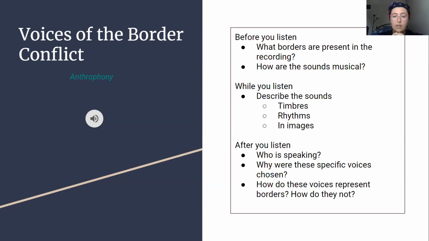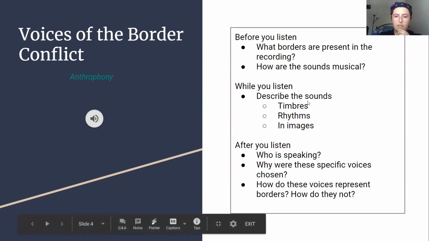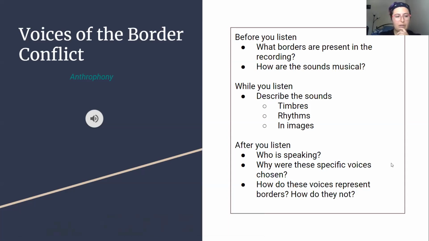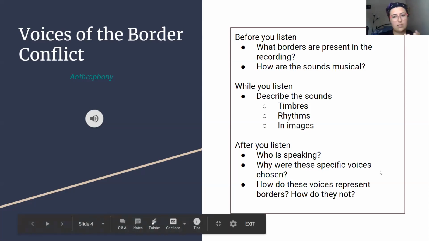Okay, now we're going to think about how sounds can be musical. Because this is anthrophony, we can think about the three ideas that I listed to you: timbre, rhythm, and images. So timbre can mean, when you hear my voice, is it smooth? Is it rough? Does it sound tired? So that's a way we can conceptualize timbre in an anthrophony.